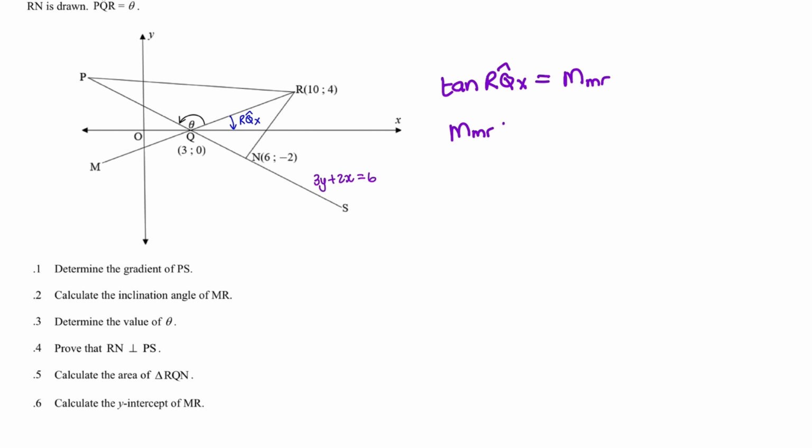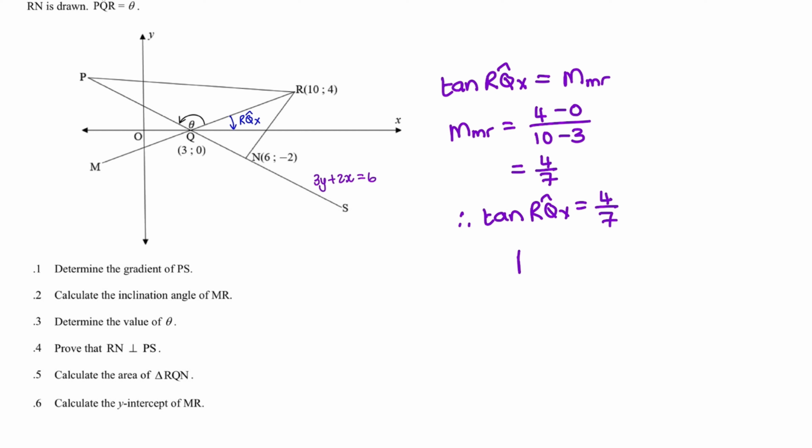And again, we will use the gradient formula. So we'll have the difference of y's, which is 4 minus 0, over the difference of x's, which is 10 minus 3. And that simplifies to 4 over 7. So the gradient of the line MR is 4 over 7. Therefore, the tangent of RQX is equal to 4 over 7.